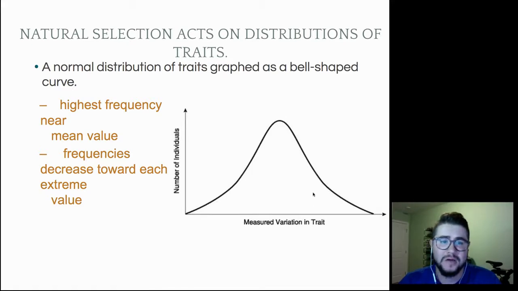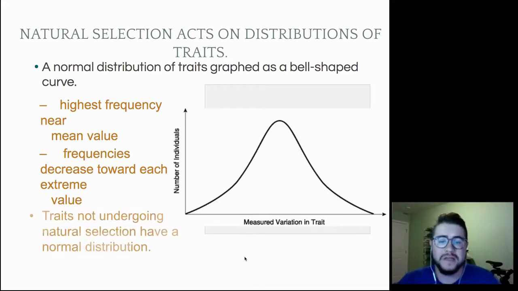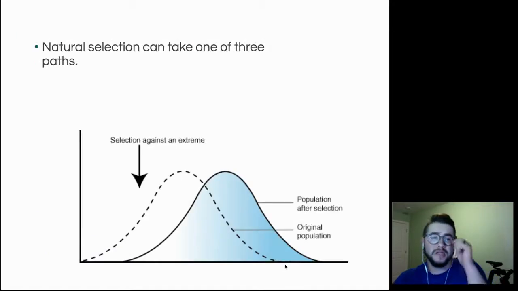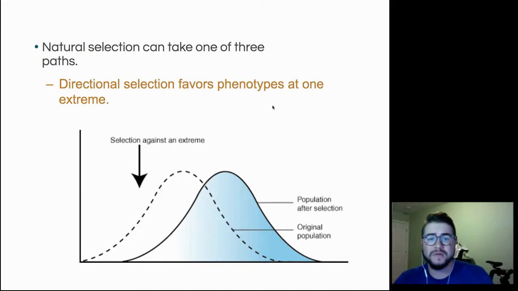Now let's look at the effect that natural selection can have on this normal distribution curve. Traits not undergoing natural selection will look like this, but traits undergoing natural selection can have three different paths that they take. The first one is called directional selection, where one phenotype is favored, one of the extremes is favored over the other type.